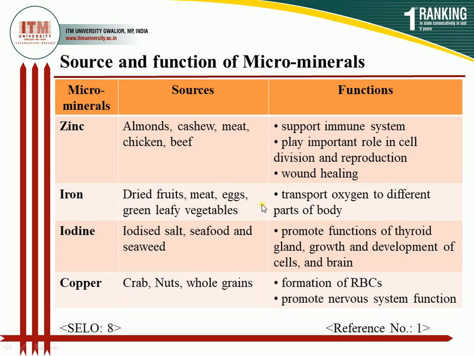Iodine. Iodized salt is the best example of iodine. Seafood and seaweed are also some sources of iodine. We all know that it is the main component of thyroid hormone. It promotes the function of the thyroid gland, growth and development of cells and brain. It is required for normal thyroid function.